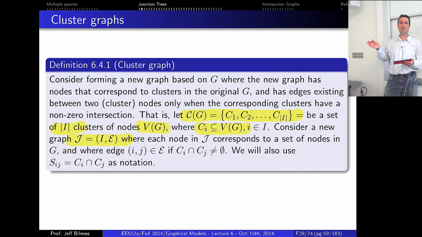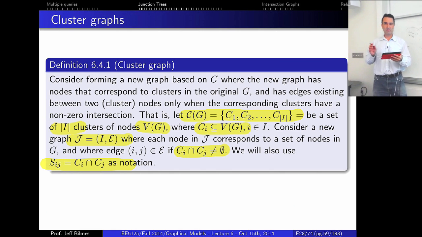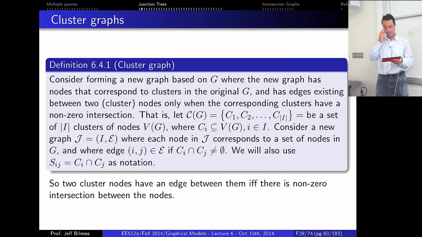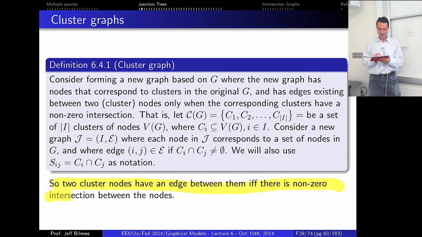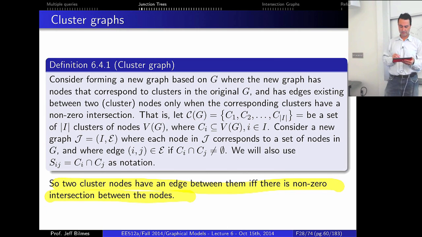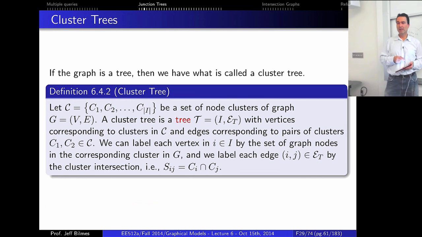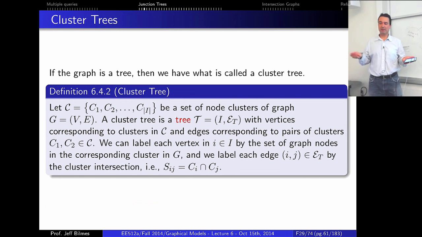And there exists an edge in this cluster graph if there's some intersection, meaning if the intersection between the two corresponding clusters is non-empty. So what we're going to use often is Sij, equal to the set of vertices in the original graph that correspond to the intersection of the two corresponding clusters, Ci and Cj. So what this is saying is that cluster nodes have an edge between them if and only if there is non-empty intersection between the clusters, or the cluster graph nodes. And now a cluster tree is basically a cluster graph that's a tree. So it's really the same thing, but it's a tree.